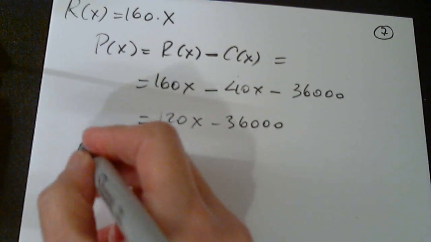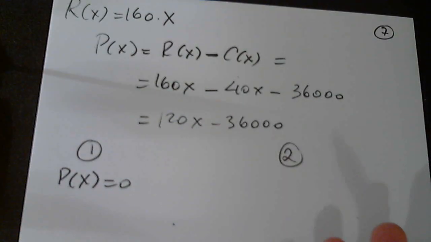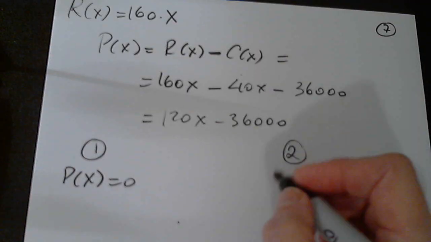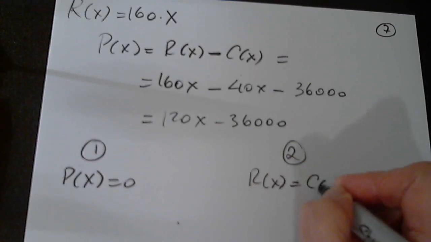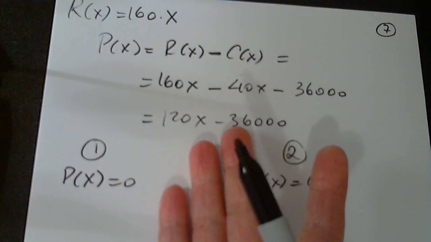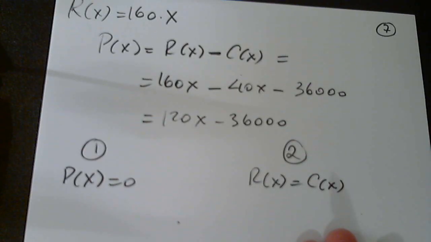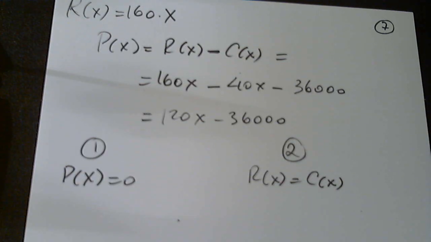Now, they're asking us to find the break-even point. So the first option again is either P of x equals 0. The second option, the answer is absolutely the same. It doesn't matter which method we use. Revenue equals cost. The reason why I always like to determine the profit is because this is always easier, to set this equal to 0. But it doesn't really matter. The answer is going to be the same, and I have to go back and check anyway.